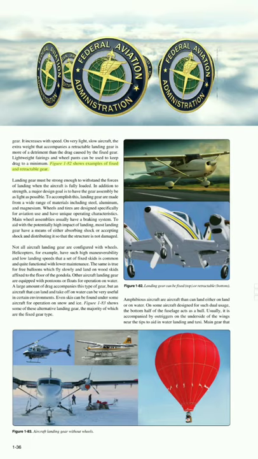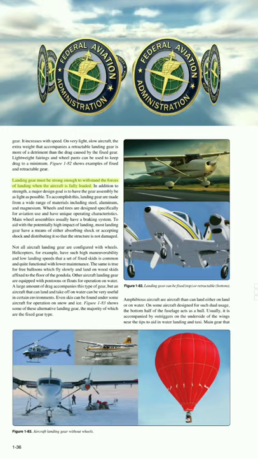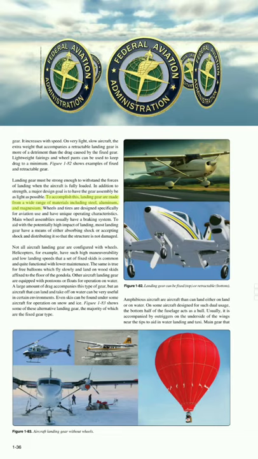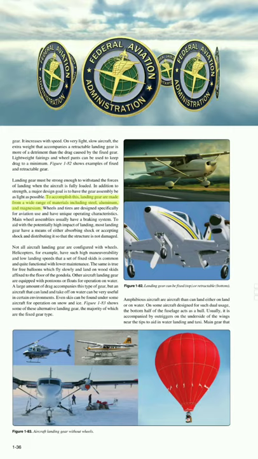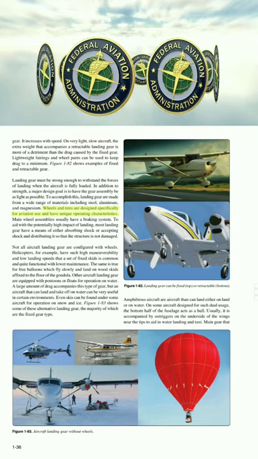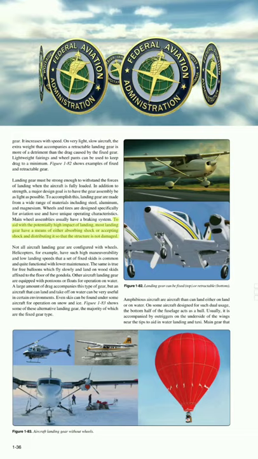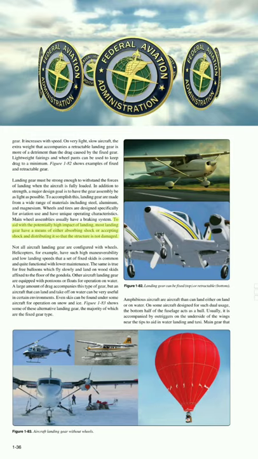Landing gear must be strong enough to withstand the forces of landing when the aircraft is fully loaded. In addition to strength, a major design goal is to have the gear assembly be as light as possible. To accomplish this, landing gear are made from a wide range of materials including steel, aluminum, and magnesium. Wheels and tires are designed specifically for aviation use and have unique operating characteristics. Main wheel assemblies usually have a braking system. To aid with the potentially high impact of landing, most landing gear have a means of either absorbing shock or accepting shock and distributing it so that the structure is not damaged.